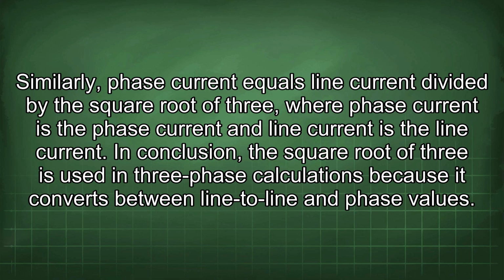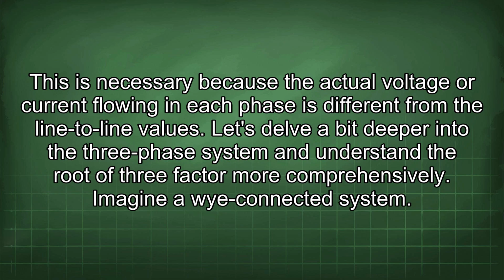In conclusion, the square root of 3 is used in three-phase calculations because it converts between line-to-line and phase values. This is necessary because the actual voltage or current flowing in each phase is different from the line-to-line values. Let's delve a bit deeper into the three-phase system and understand the root of 3 factor more comprehensively.